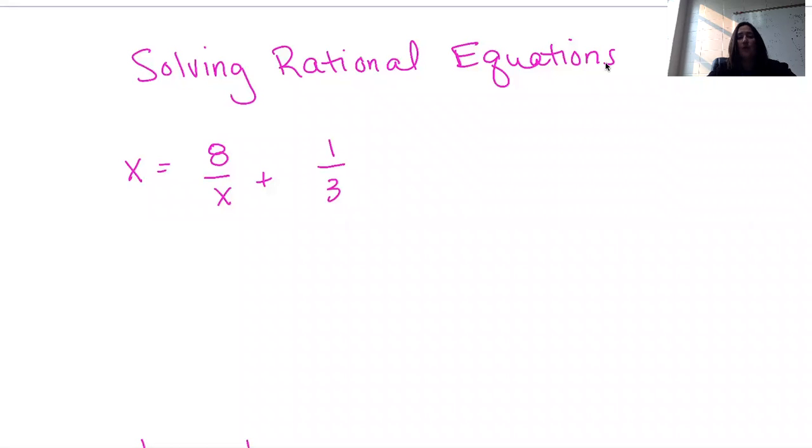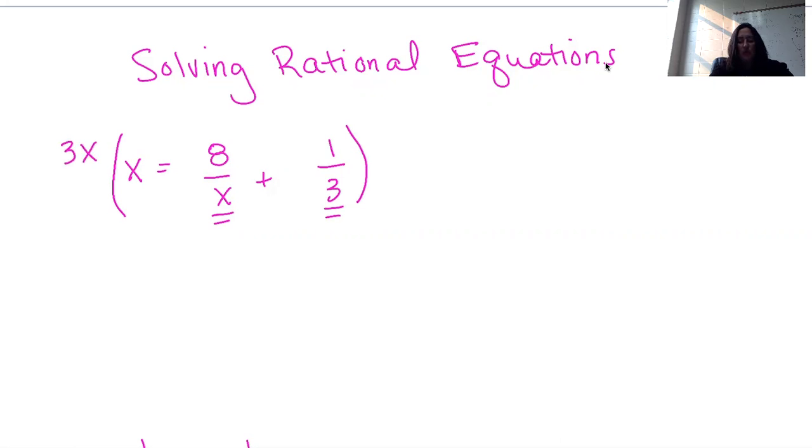So one of your homework assignments for this week is solving rational equations. Rational equations are equations that have fractions. If we look at this first example, what you first have to look for is your common denominator. Here we have two things in the denominator, an x and a 3. So the common denominator would be 3x.